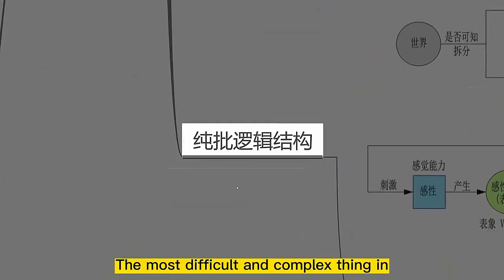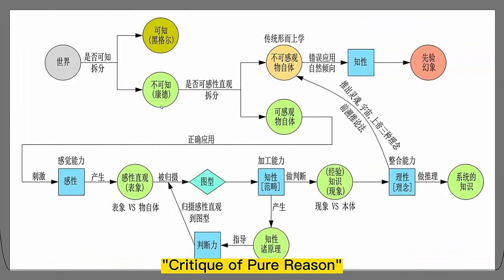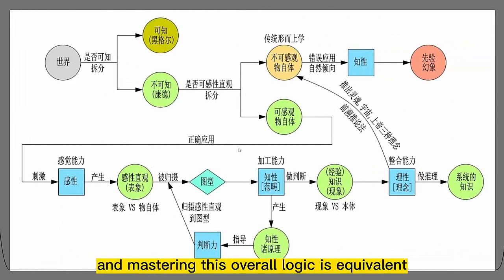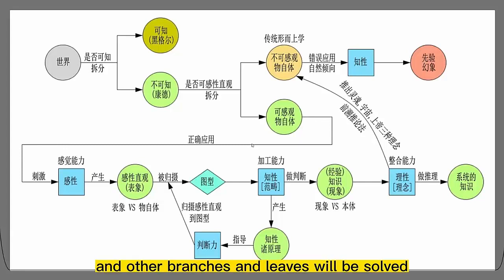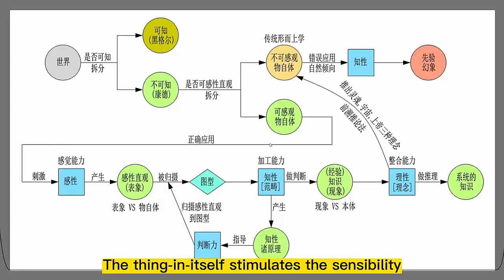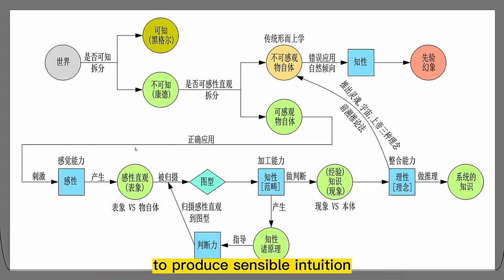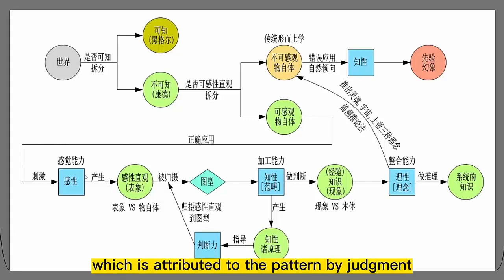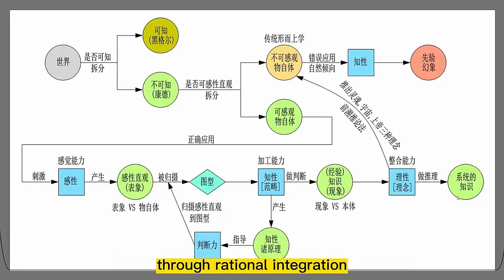The most difficult and complex thing in Critique of Pure Reason is the overall logic of the book, and mastering this overall logic is equivalent to grasping the main trunk of the tree, and other branches and leaves will be solved. The thing in itself stimulates the sensibility to produce sensible intuition, which is attributed to the pattern by judgment, and then produces knowledge through the processing of understanding category, and knowledge becomes systematic knowledge through rational integration.